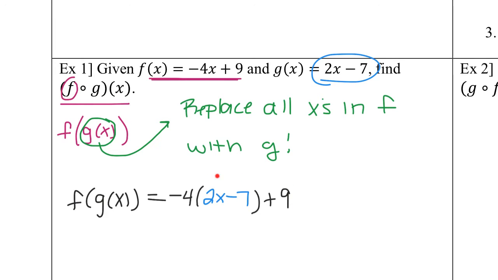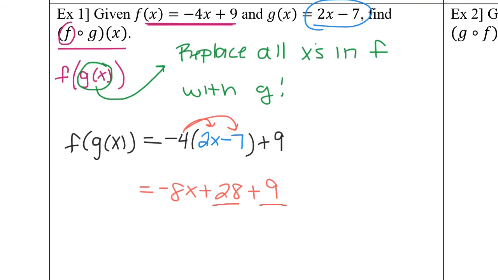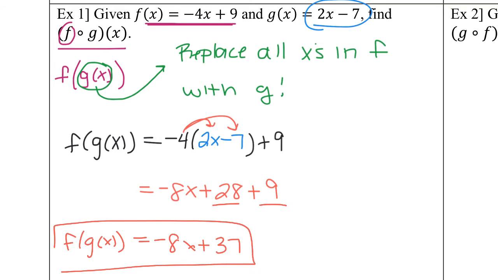So these two things should kind of mirror each other. f is on the outside, so f is the outside stuff, and g is everything that's inside the parentheses where x used to be. Now that we have the composition set up, we're going to simplify as best we can. So we're going to distribute this negative 4. So we get negative 8x plus 28 plus 9. Combine like terms. Negative 8x plus 37. So this is that new function. f of g of x is equal to negative 8x plus 37.